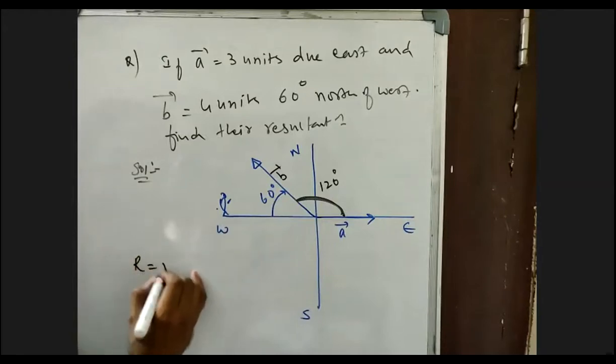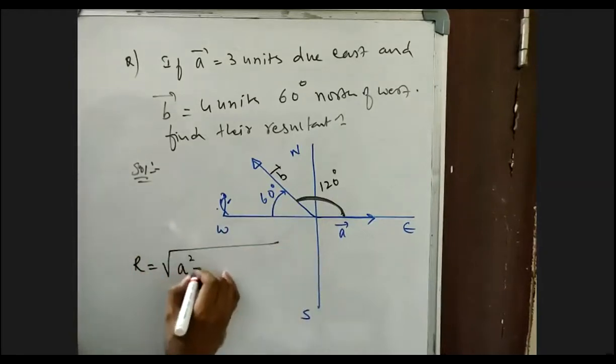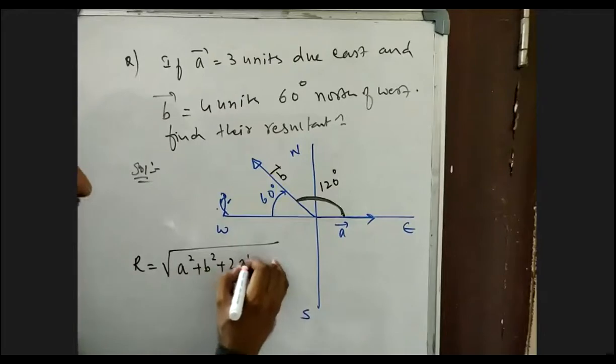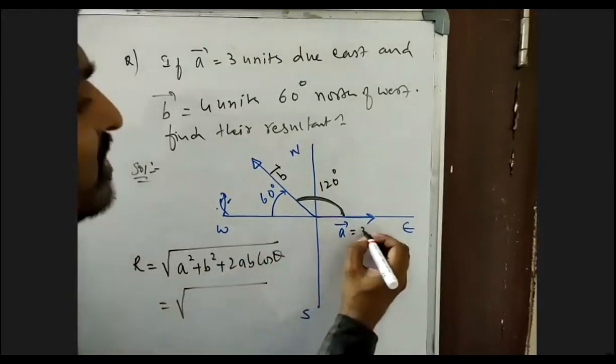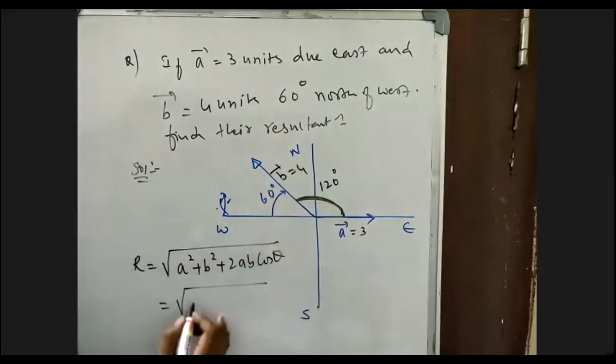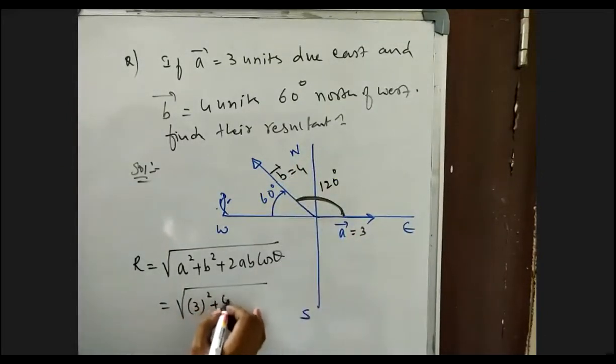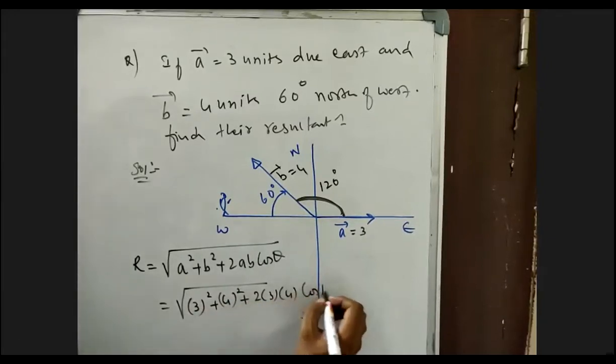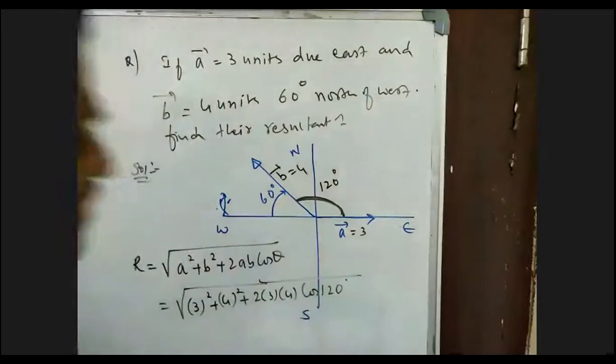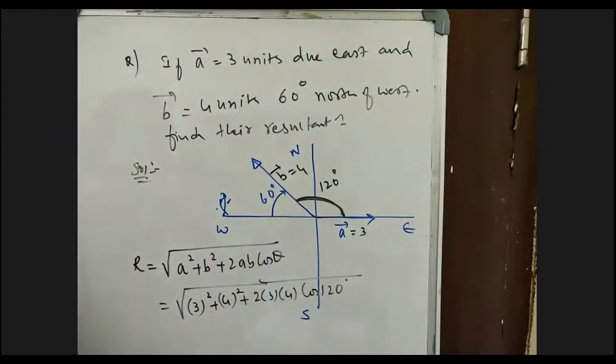The resultant vector R is equal to the square root of A squared plus B squared plus 2AB cos theta. A value is given how much? 3 units. B value is given how much? 4 units. This is nothing but root of 3 squared plus 4 squared plus 2 into 3 into 4 into cos of 120. Cos 120 is how much?